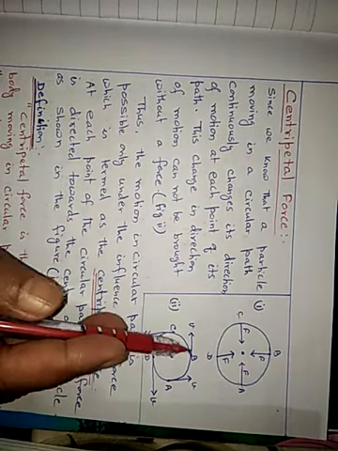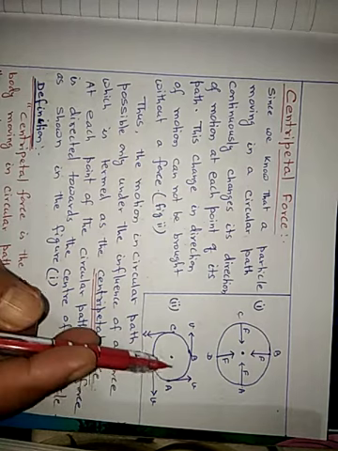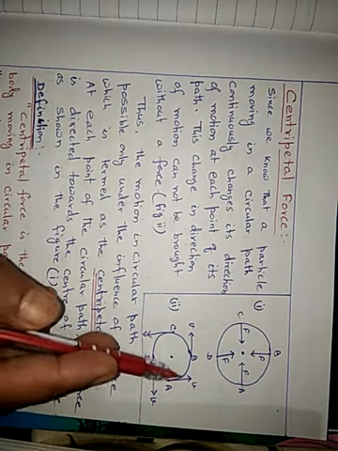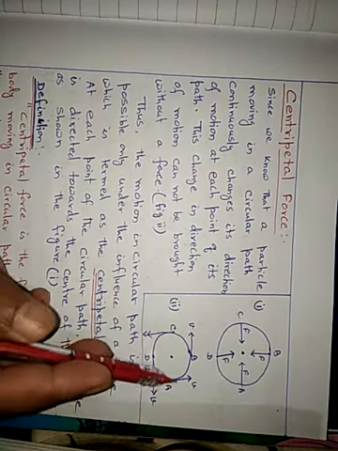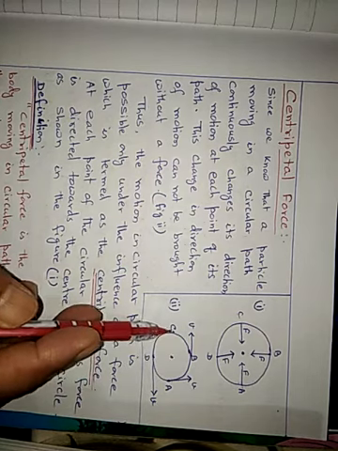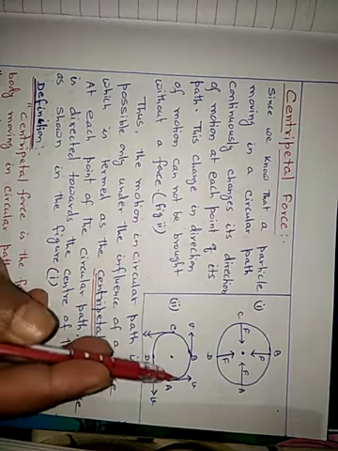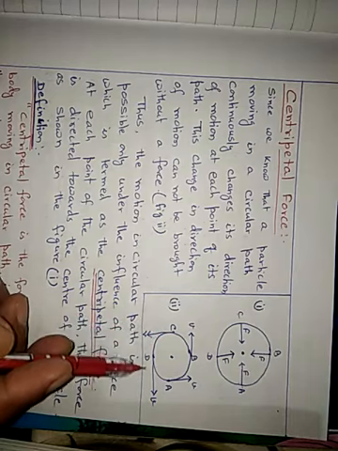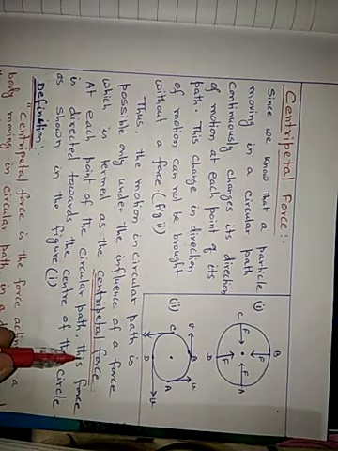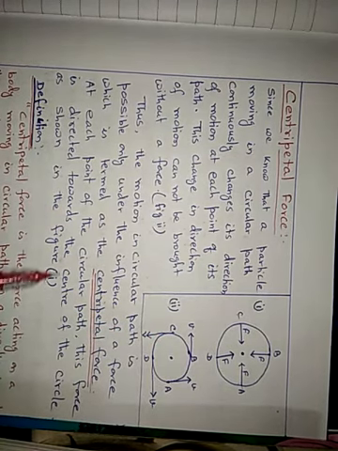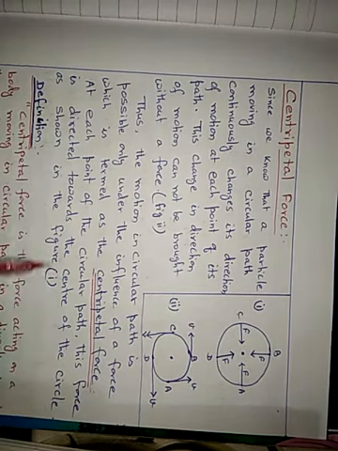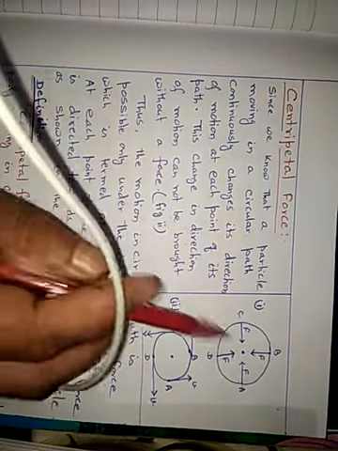So how is this motion possible in the circular path? Some force must be working to make the particle move in the circular path, and that force under which the motion takes place is called the centripetal force. At each point of the circular path, this force is directed towards the center of the circle, as shown in the figure.